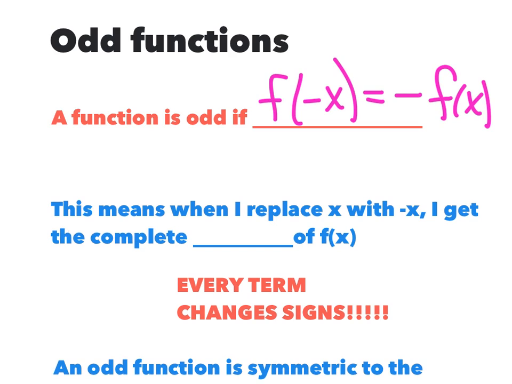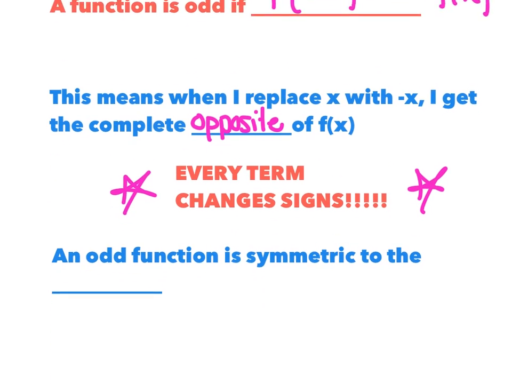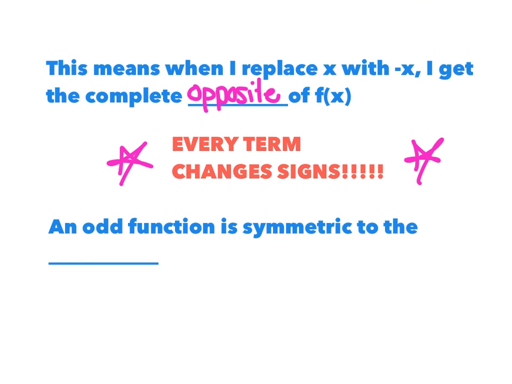So what does this mean? So again, this means when I replace x with negative x, I get the complete opposite of f of x. And let's go ahead and star this. Every term has to change signs. That's what negative f of x means. It makes every value there negative. Everybody changes signs. An odd function is symmetric to the origin. One maybe easy way to remember that is that O for origin and O for odd. An odd function is symmetric to the origin.